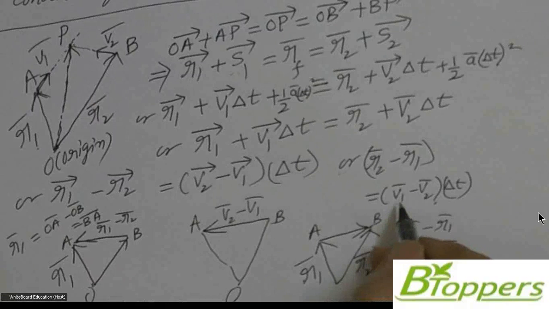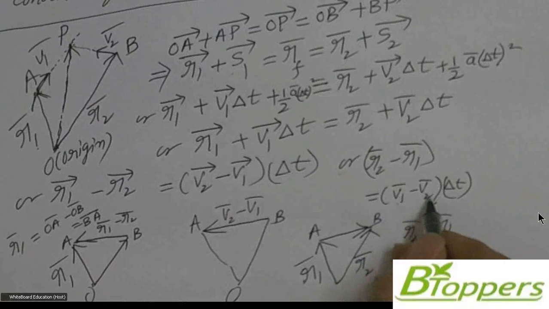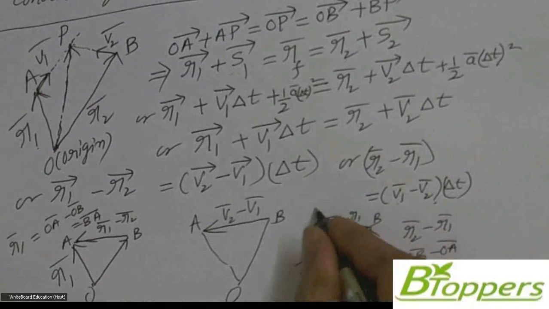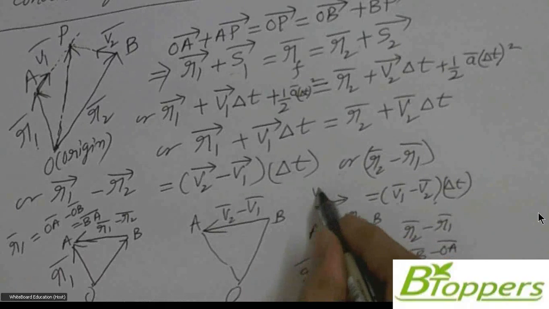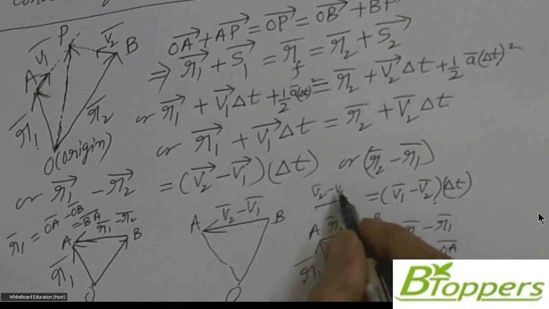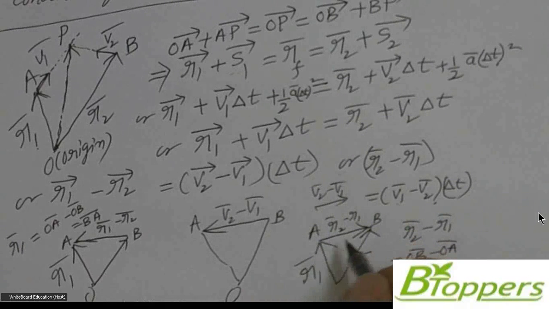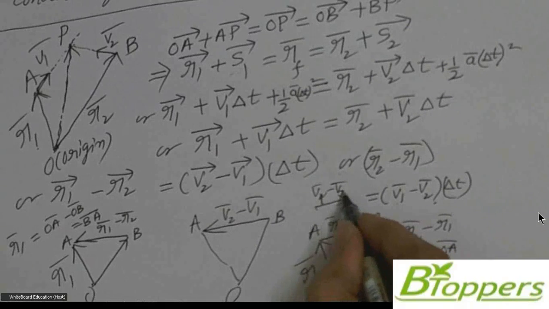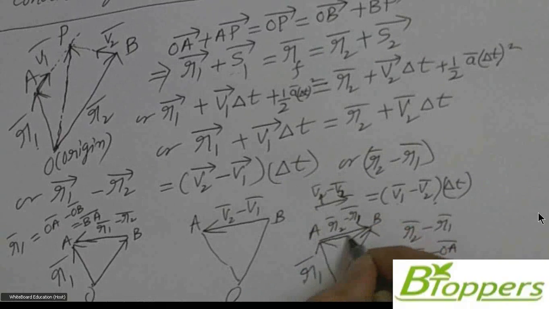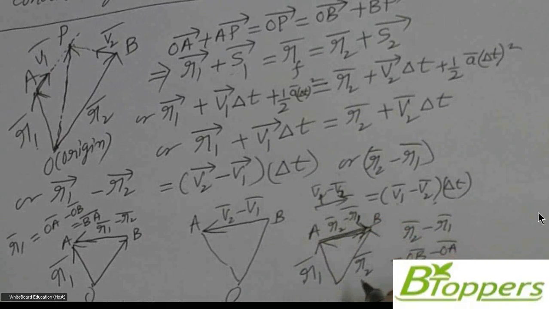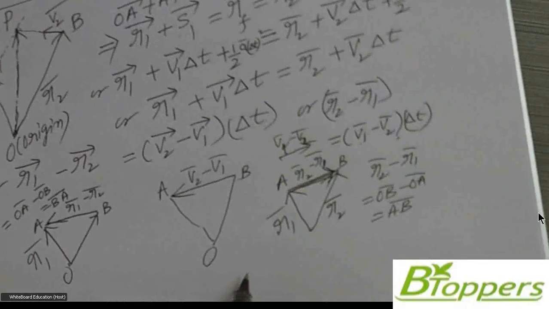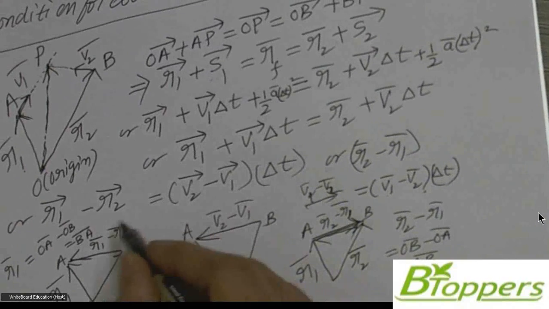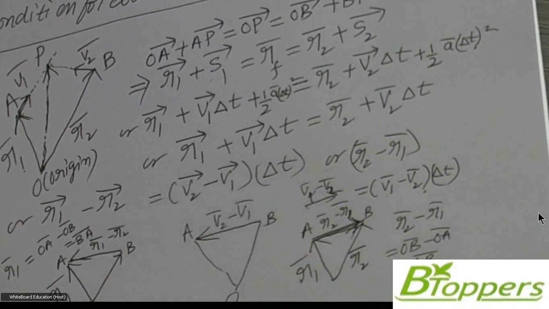That means for collision to take place, the direction of the velocity of the first particle with respect to the second particle should be the same as the direction of the velocity of the second particle with respect to the first particle. The velocity V1 bar minus V2 bar should have the same direction as R2 bar minus R1 bar, that is from A to B. So in case you are asked to find the time after which the collision takes place, you can take the modulus of both the sides of this equation.